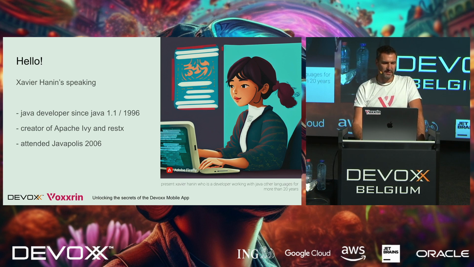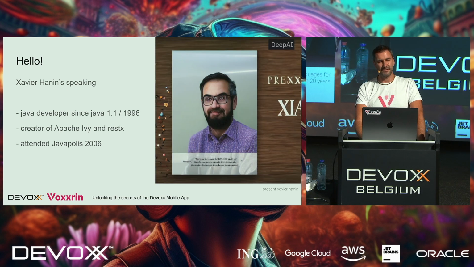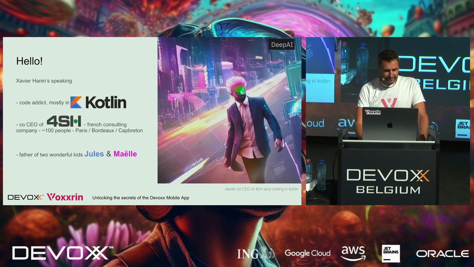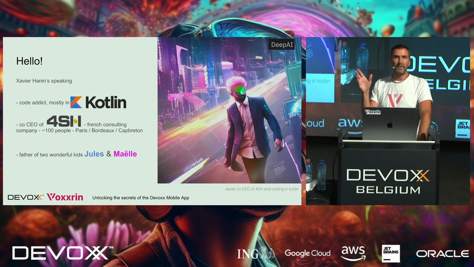I also attended JavaPolis in 2006. The first time, it was really enormous to be there, and so I'm very, very happy to be here 17 years after that. And this is me from Deep AI, a slightly different face, as you see. I'm a code addict. I currently code in Kotlin, mostly. I'm the co-CEO of Firestore, a French consulting company with around 100 people, based in Paris, Bordeaux, and Capbreton, in Les Landes. It's very beautiful, with waves and beaches. I'm the father of two wonderful kids. I hope they will watch this talk, so that I can tell them that I love you, Jules and Mel.